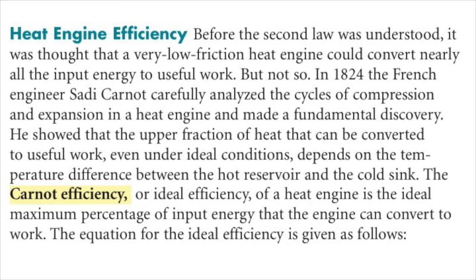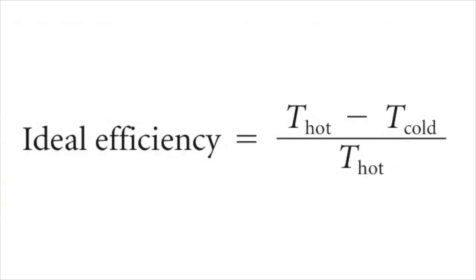The Carnot efficiency, or ideal efficiency, of a heat engine is the ideal maximum percentage of input energy that the engine can convert to work. And this is the equation. Ideal efficiency equals T hot minus T cold, divided by T hot. T hot is the temperature of the hot reservoir, and T cold is the temperature of the cold. Ideal efficiency depends only on the temperature difference between input and exhaust. Whenever ratios of temperature are involved, the absolute temperature scale must be used. And that should be obvious considering the denominator can't be zero. So that should make perfect sense.